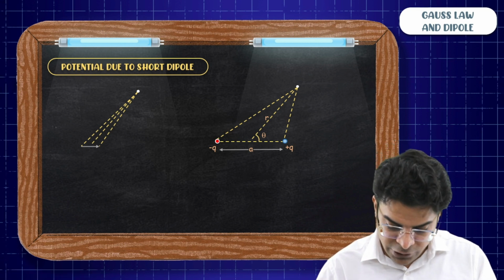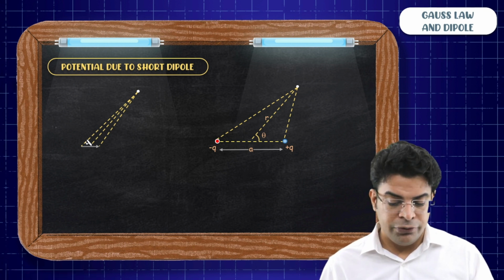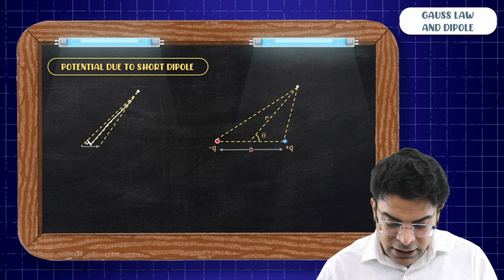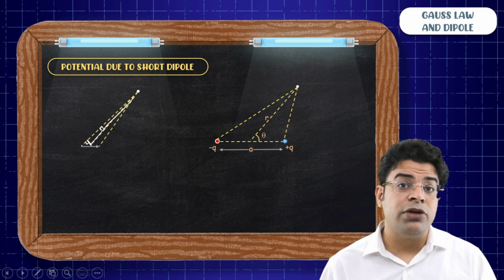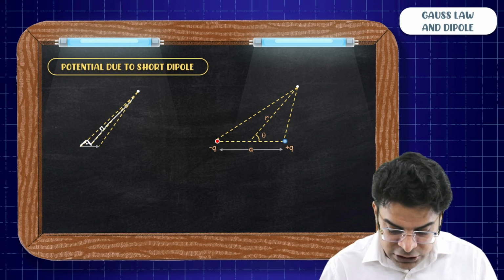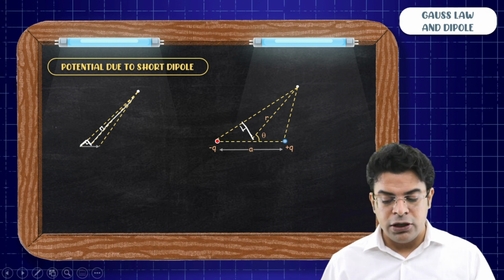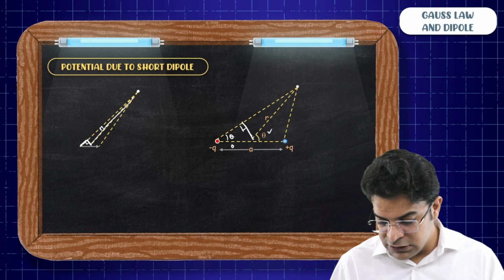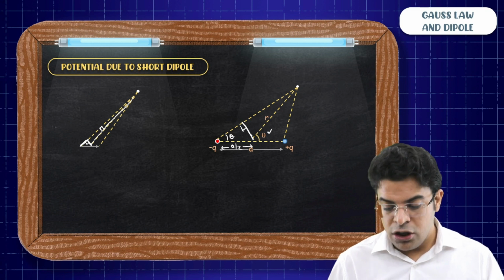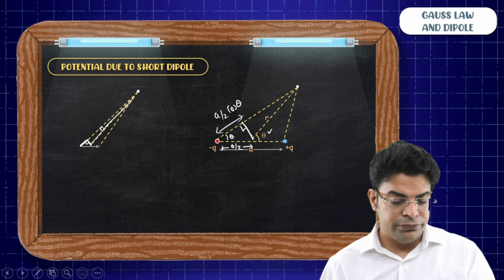How to find it? If I drop a perpendicular here, and the central line length is r, then this longer line, the distance from the negative charge, is greater by this much distance. How to get this distance? Drop a perpendicular. If this angle is theta, this angle will also be theta. This length will be a by 2, so the extra length has to be a by 2 cos theta.